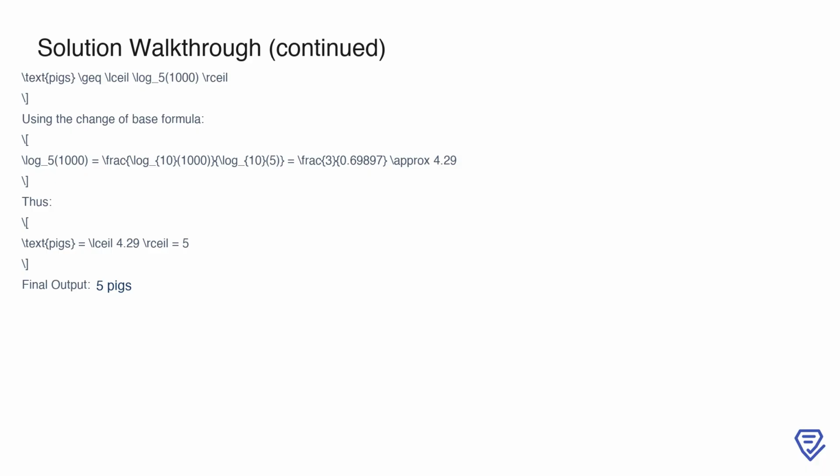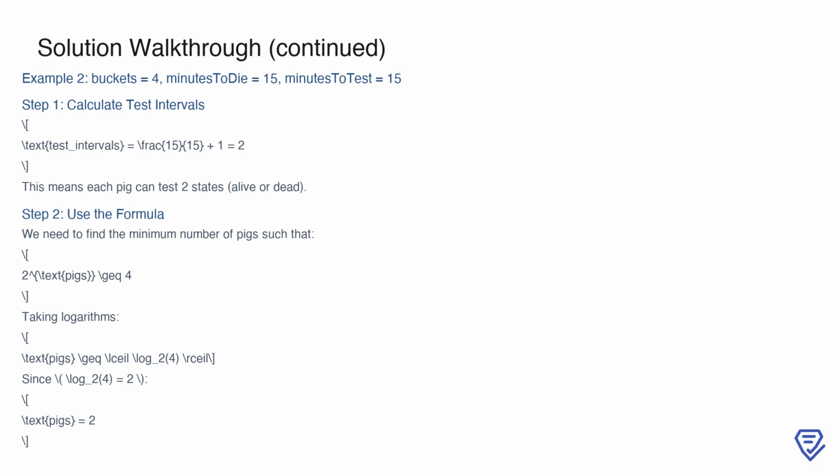The base 5 logarithm of 1,000 is equal to the common logarithm of 1,000 divided by the common logarithm of 5. The logarithm of 1,000 is 3, and the logarithm of 5 is approximately 0.699. Dividing these gives approximately 4.29. Taking the ceiling of 4.29, we find that we need at least 5 pigs. So, the minimum number of pigs required for this example is 5. This demonstrates how test intervals and logarithmic growth allow us to minimize the number of pigs needed, even for a large number of buckets. Here's another example to solidify the concept.